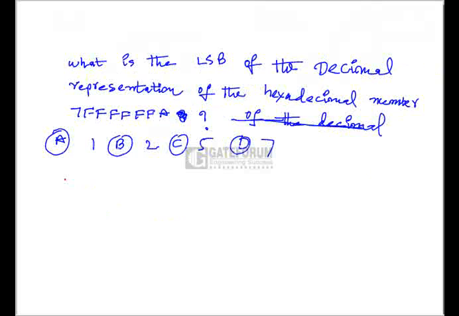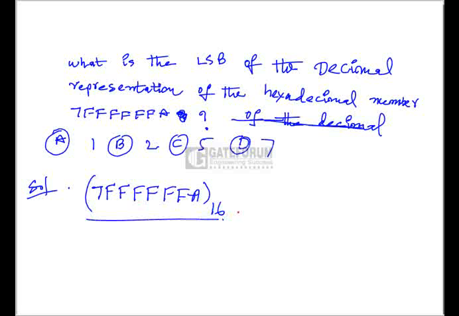What is the LSB of the decimal representation of the hexadecimal number 7FFFFFA? Here the given number is in hexadecimal, 7FFFFF and A, so this is base 16. We have to first convert it into decimal. After converting into decimal, we have to find out the LSB, the least significant bit. So we have to find the least significant position of the decimal number.